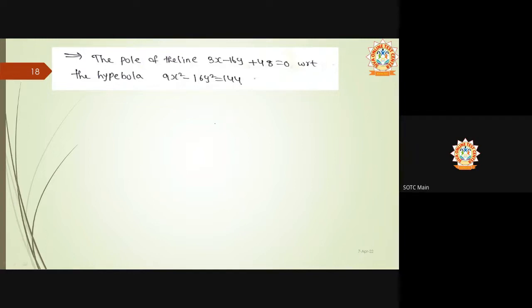The pole of the line 3x minus 16y plus 48 is equal to 0 with respect to the hyperbola 9x square minus 16y square is equal to 144. Right? So now you can treat this as Lx plus my plus n is equal to 0. So make it into a standard form. Divide with 144 on both sides. X square by 16 minus y square by 9 is equal to 1. This is in the standard form.